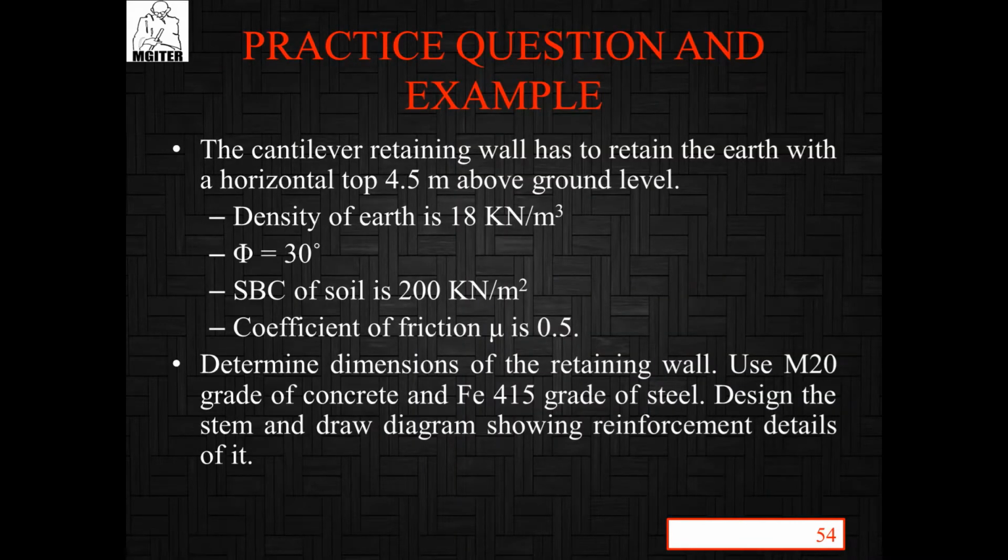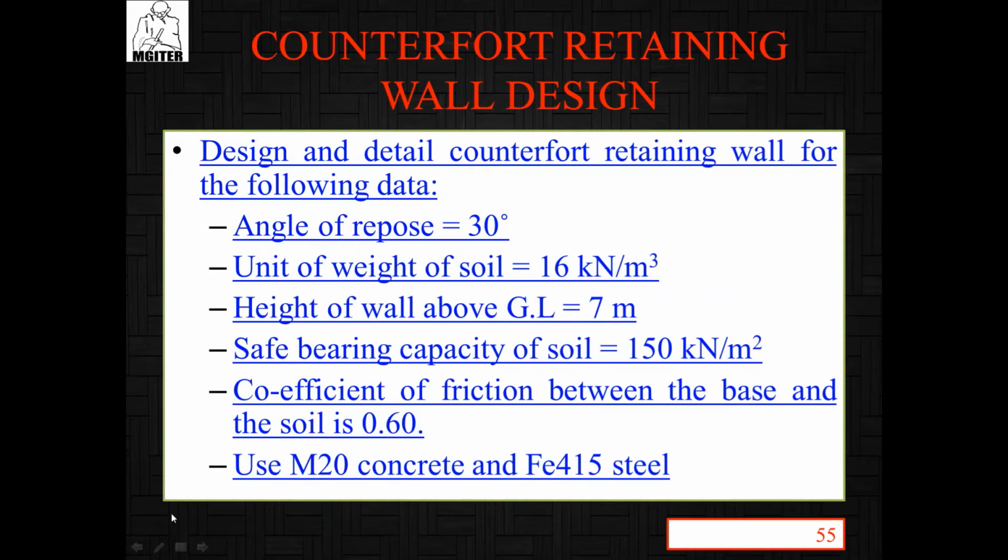Counterfort retaining wall design. We have an example here. Design and detail a counterfort retaining wall for the following data: angle of repose is 30, unit weight of soil is 60, height of wall above ground level is 7, safe bearing capacity of soil is 150 kN per meter square, coefficient of friction between base and soil is 0.6, and use M20 grade of concrete and Fe415 grade of steel. This is the example by which we are going to learn counterfort retaining wall design.